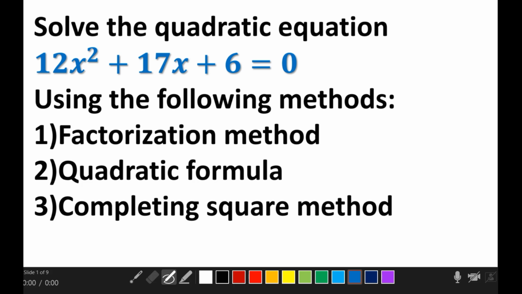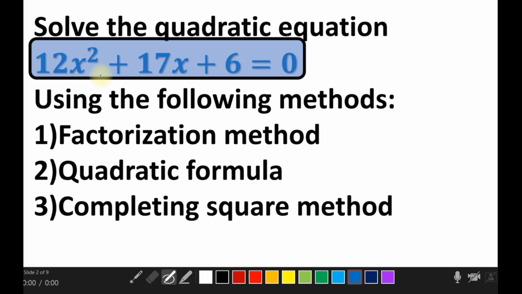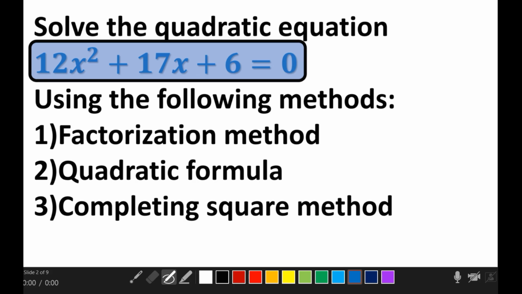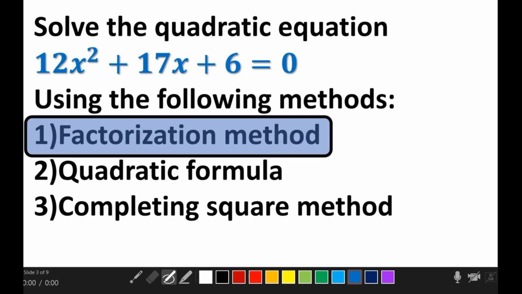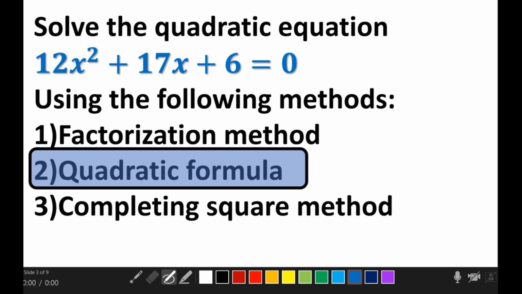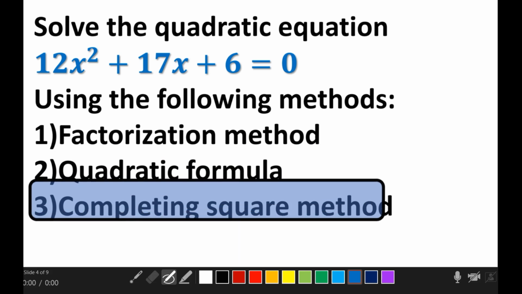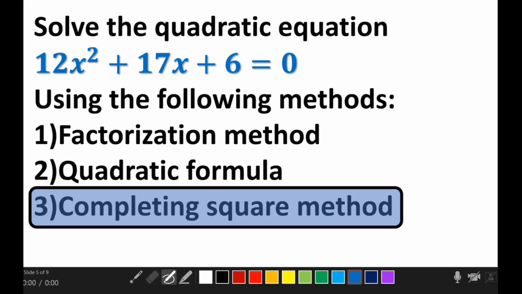Welcome to this tutorial whereby we are going to solve the quadratic equation 12x squared plus 17x plus 6 is equal to 0 using the following methods. We have the factorization method. Then after that, we look at the quadratic formula and how to solve the quadratic equation. And lastly, the completing the square method.